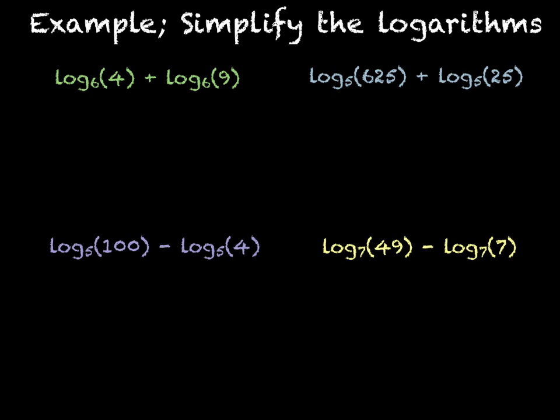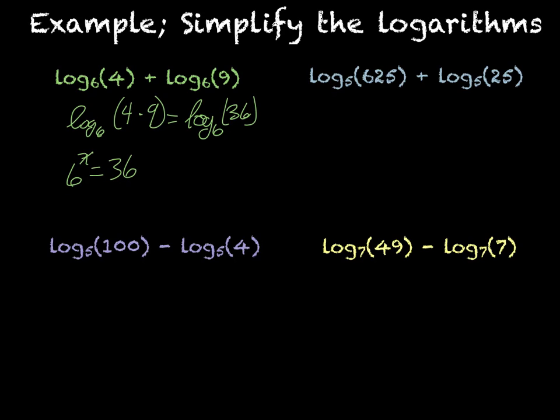Okay, let's do some examples of simplifying logarithms. The first one, log base 6 of 4 plus log base 6 of 9. If I look at it as log base 6 of 4 times 9, that's the same as saying log base 6 of 36. Well, now what I would be looking for would be 6 to what power is going to give me 36. Well, I know 6 squared gives me 36, so that means that my x equals 2. And that's your final answer.